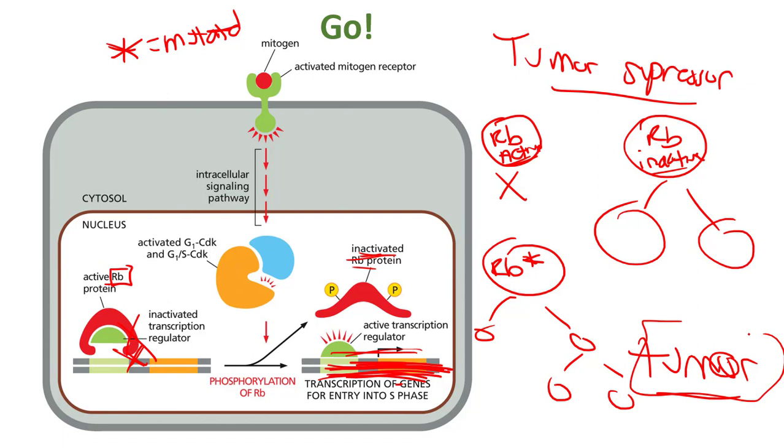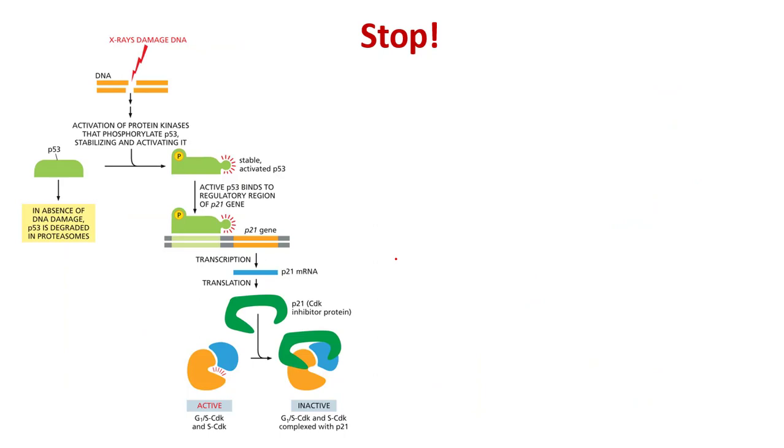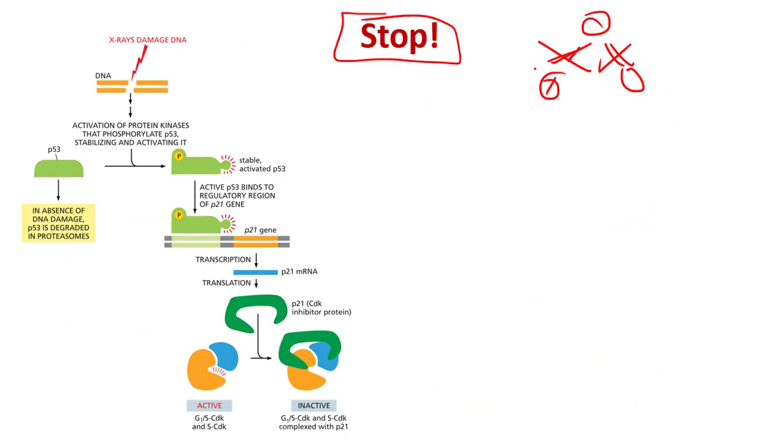Luckily, the cell kind of has a backup mechanism. In case something went wrong and the RB protein became inactivated when it shouldn't be, there is a backup or a stop mechanism, okay? So we need to stop this out of control cell replication before it becomes a tumor. And this stop is another tumor suppressor gene. And this one is called P53. So here's how it works.